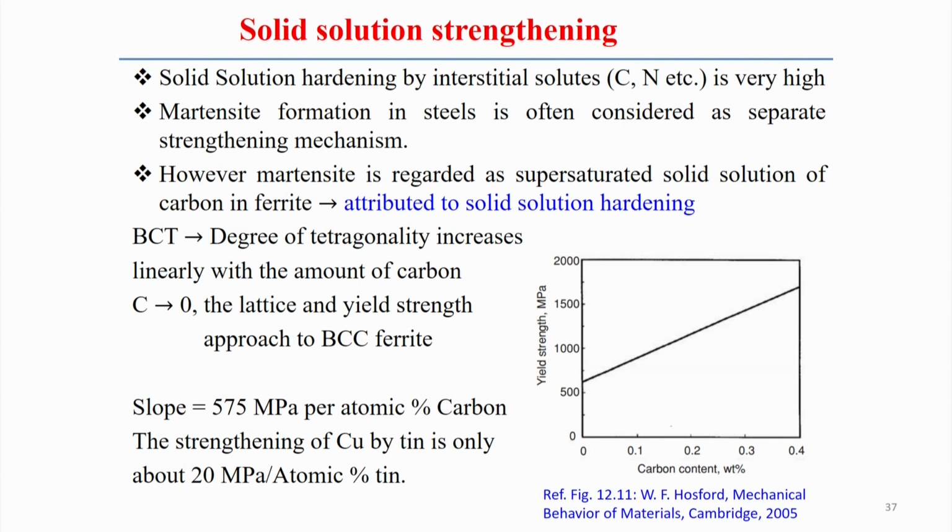Now for solid solution hardening by interstitial solutes, normally we find carbon and nitrogen, which take the interstitial positions. In the presence of these interstitial solute atoms, the hardening is relatively higher as compared to substitutional solid solution. Martensite formation in steels is considered a separate strengthening mechanism, but martensite is actually regarded as a supersaturated solid solution of carbon in ferrite, which is attributed to solid solution hardening.